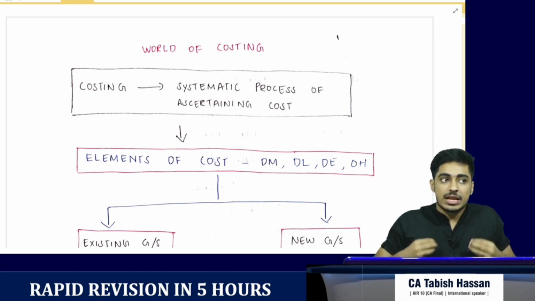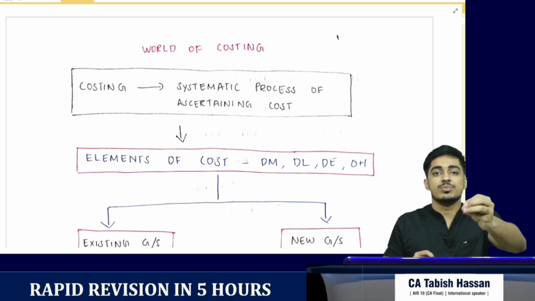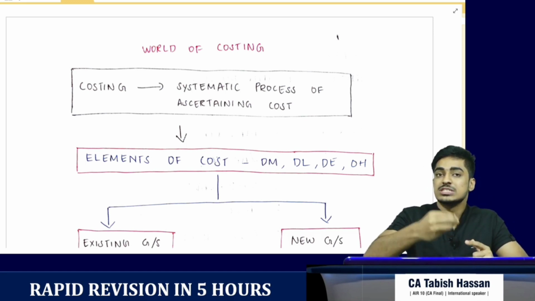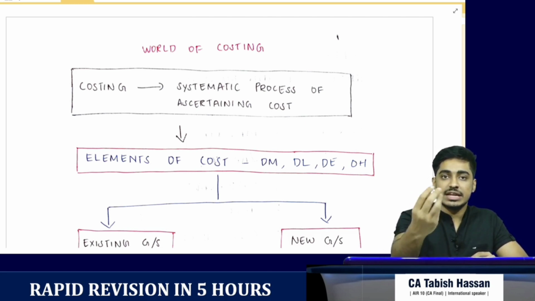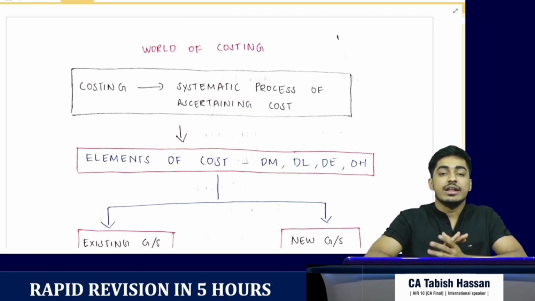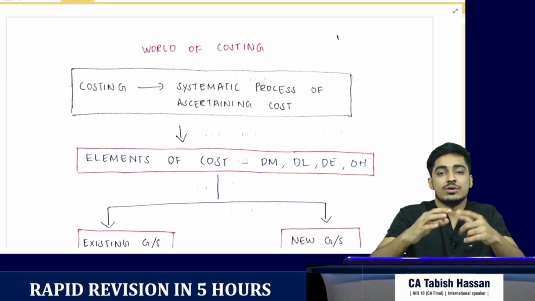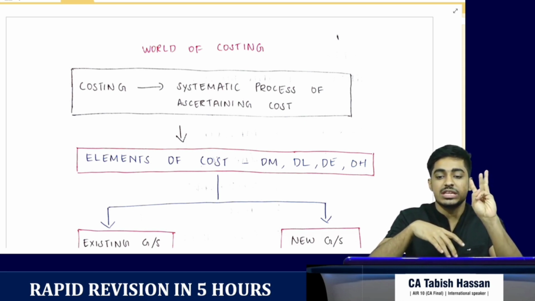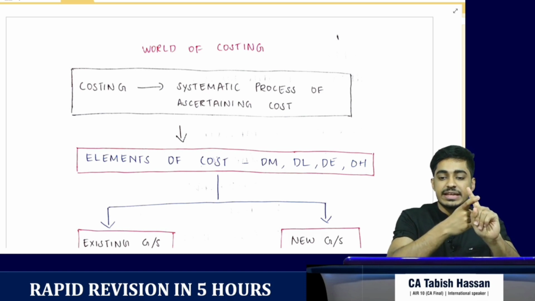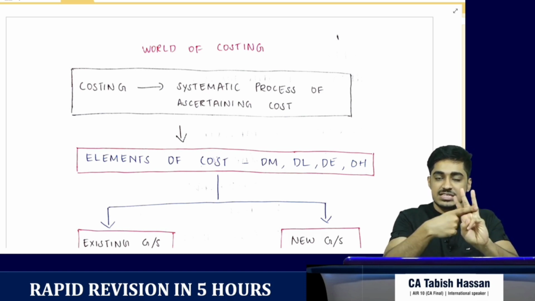I am a manufacturer of laptops. I want to know what is the cost to manufacture one laptop. We follow a systematic process and get the cost. That is called costing. Okay, and to manufacture any unit, we have to incur cost. Okay, cost can be bifurcated into three major categories. First is material, next is labor, next is expense.